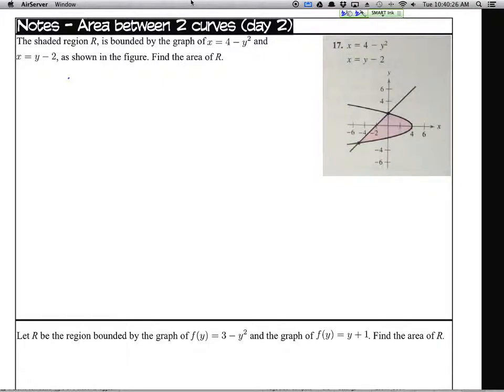Okay, we're looking at area between two curves again. The first two problems we look at are going to be slightly different than what we did yesterday, but similar. And then the last two problems we look at, we're going to use our calculator to evaluate.